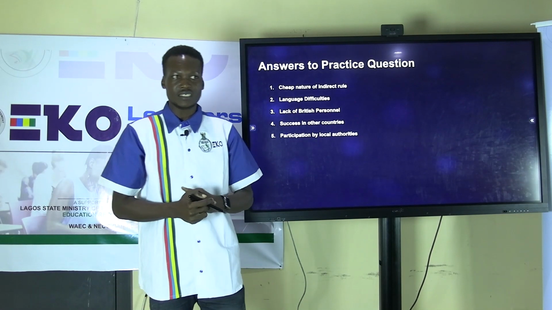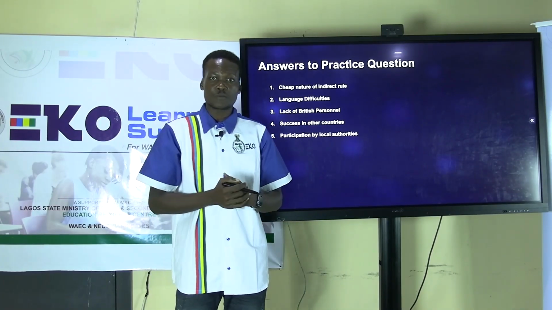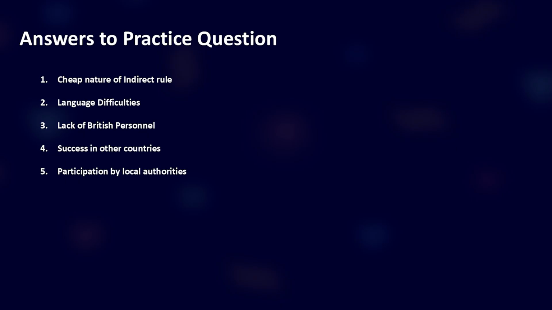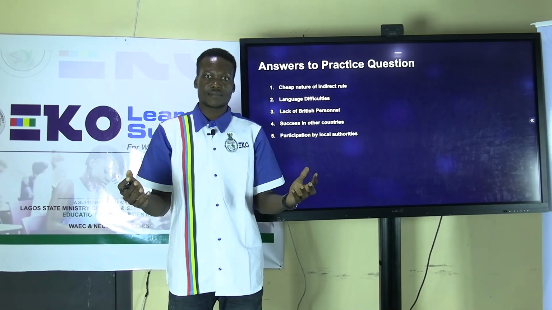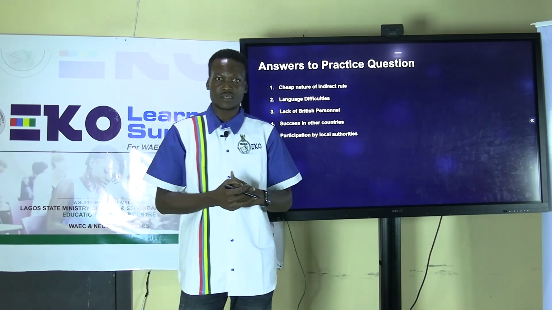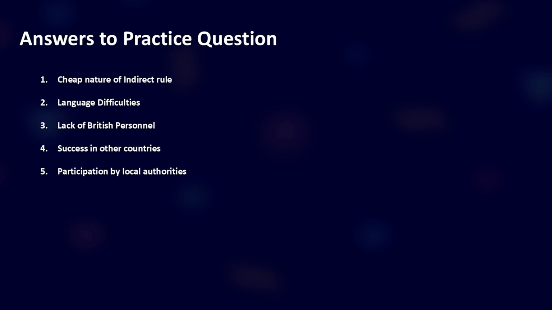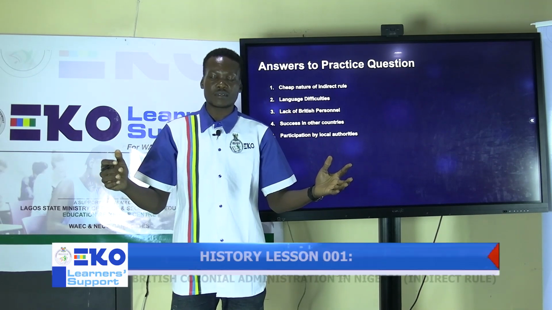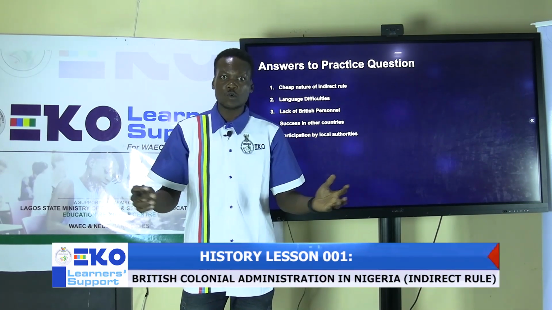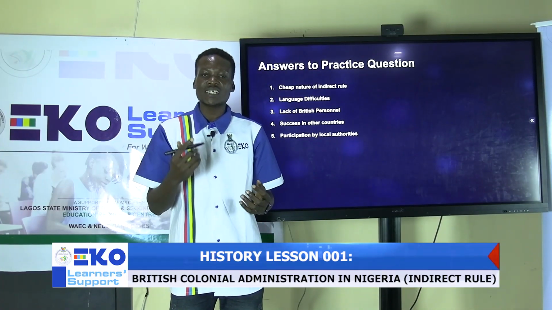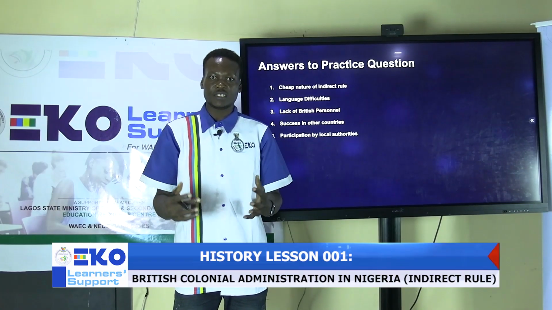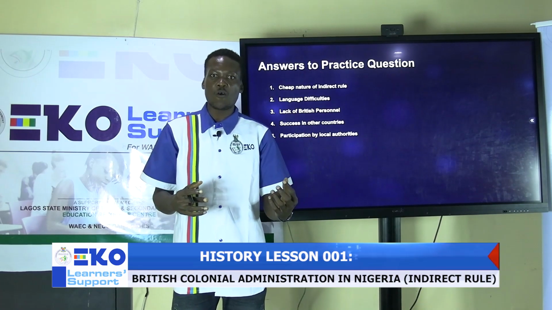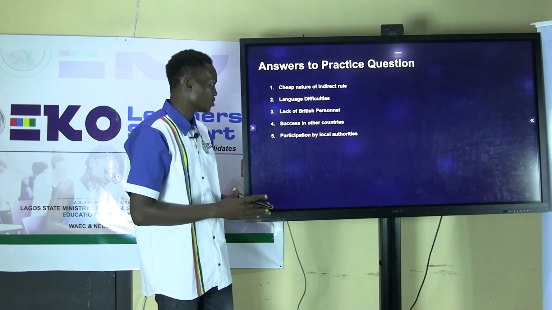We have said earlier, one, the cheap nature of the indirect rule system. Indirect rule is very cheap. It doesn't cost the British colonialists a lot of money. Also, language difficulty. As I said earlier, Nigeria is a heterogeneous society that has diverse ethnic groups with different languages. So in order to be able to communicate effectively with the people, the British colonialists had to make use of the traditional and native authority.